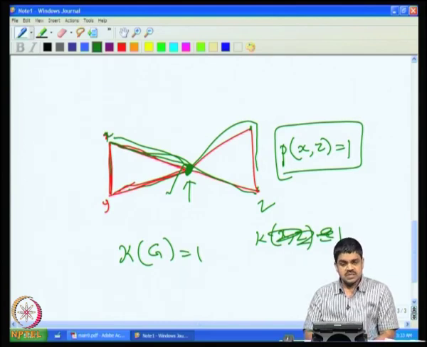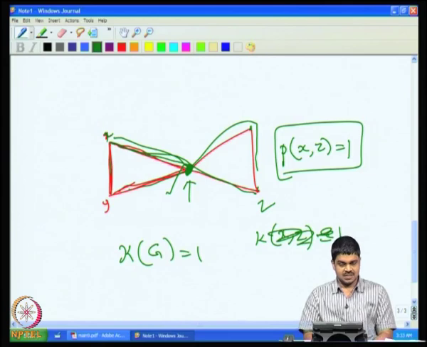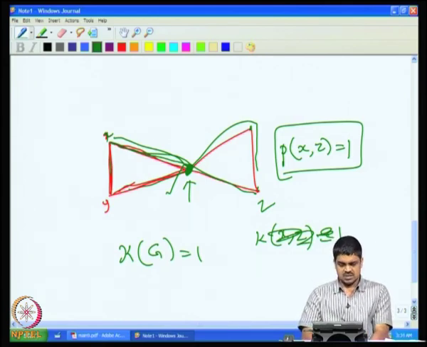Now, you should understand that when I consider two vertices x and x, the same vertex, then you cannot define this thing. So, we do not worry about x and y being the same.